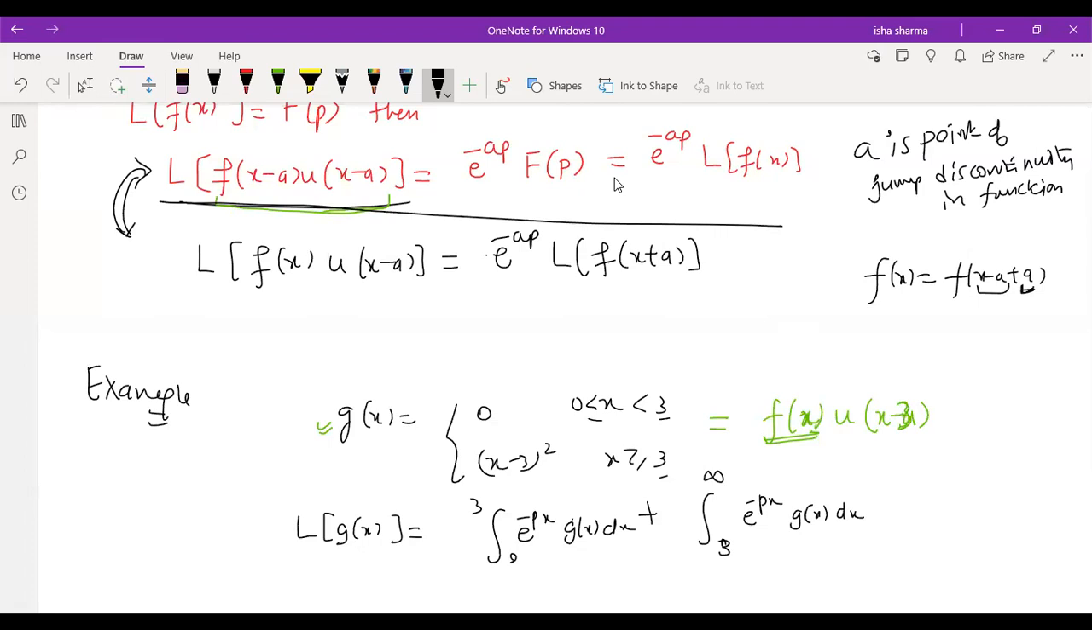And we'll do questions and then it will be more clear how to use this, because in some questions this form of the second shifting property is used, in some questions that form. If your function is of this form then directly it's e raised to the power minus a s, but if it is this form then you have to find the Laplace transform of the function shifted in the variable x.